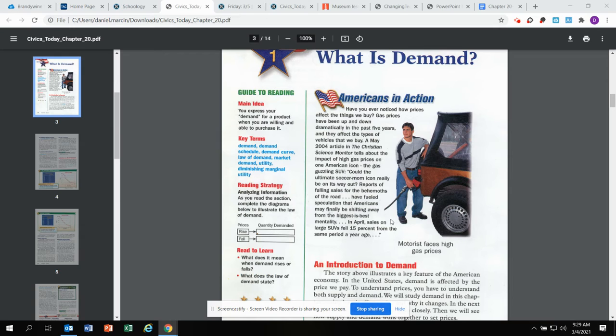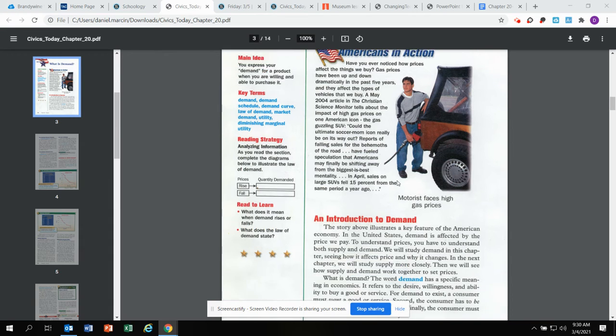Gas prices have been up and down dramatically in the past 5 years, and they affect the types of vehicles that we buy. A May 2004 article in the Christian Science Monitor tells about the impact of high gas prices on one American icon, the gas guzzling SUV. Could the ultimate soccer mom icon really be on its way out? Reports of falling sales for the behemoths, that means big, the beasts of the road, have fueled speculation that Americans may finally be shifting away from the biggest is best mentality. In April, sales on large SUVs fell 15% from the same period a year ago.